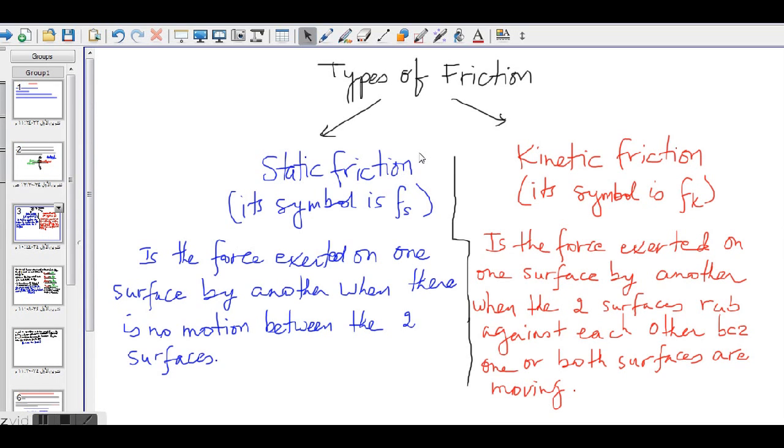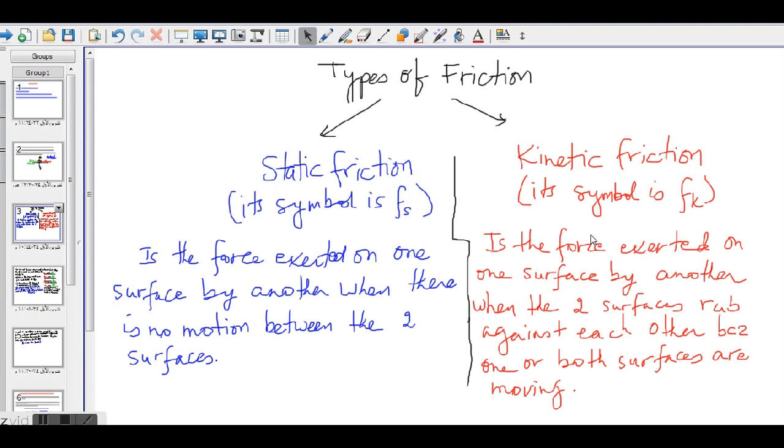Actually there are two types of friction. One is called static friction and the other is called kinetic friction. Static friction is represented by Fs. Kinetic friction is represented by Fk. Kinetic means motion. It's obvious that a moving object experiences force of friction due to the rubbing between the two surfaces. So kinetic friction is the force exerted on one surface by another when the two surfaces rub against each other, either because both are moving or because only one of them is moving.